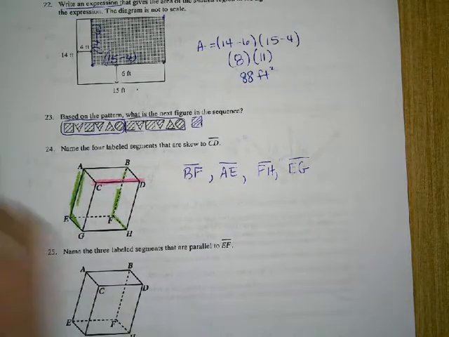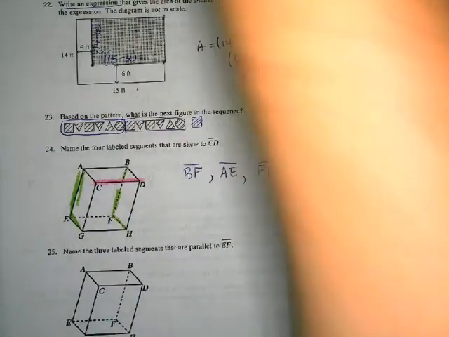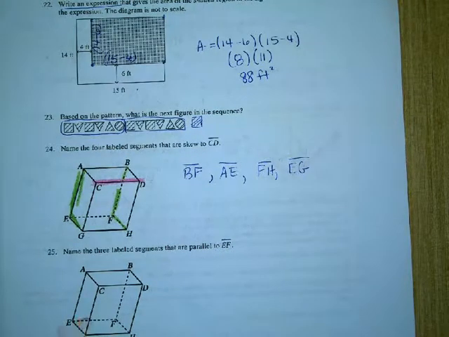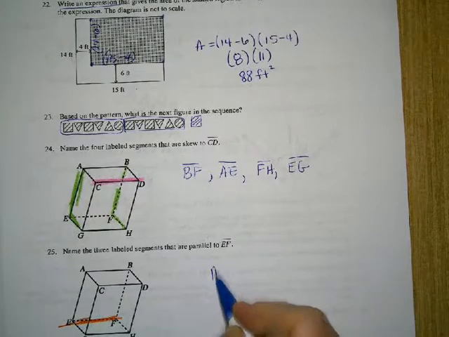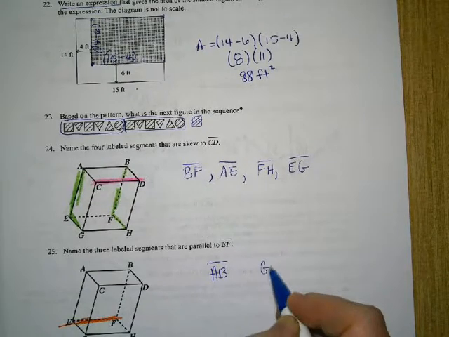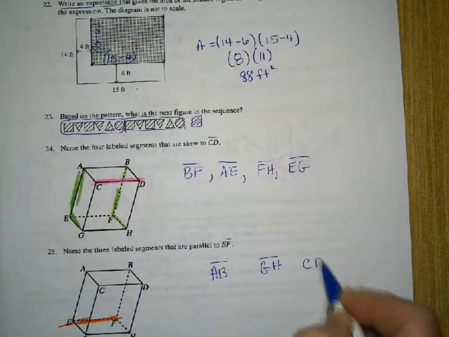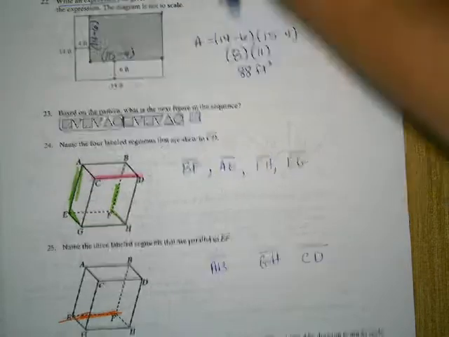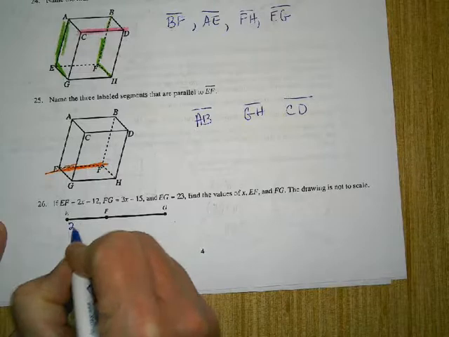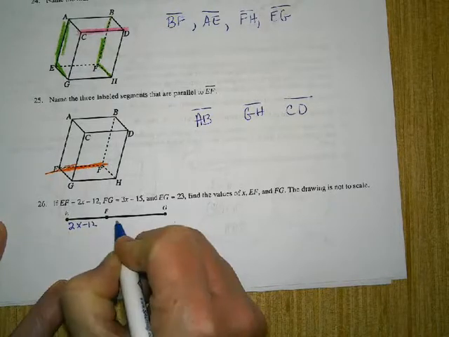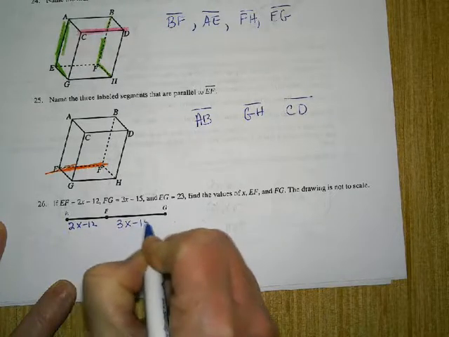Name the 3 segments parallel to EF. There's EF right back there at the back. What's parallel to that? AB, GH, CD. Good.